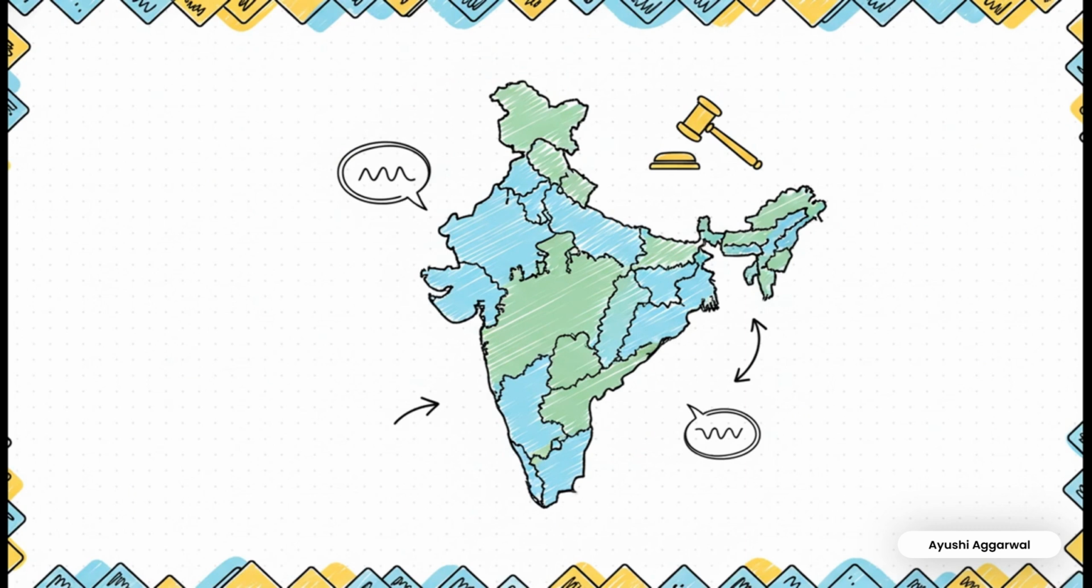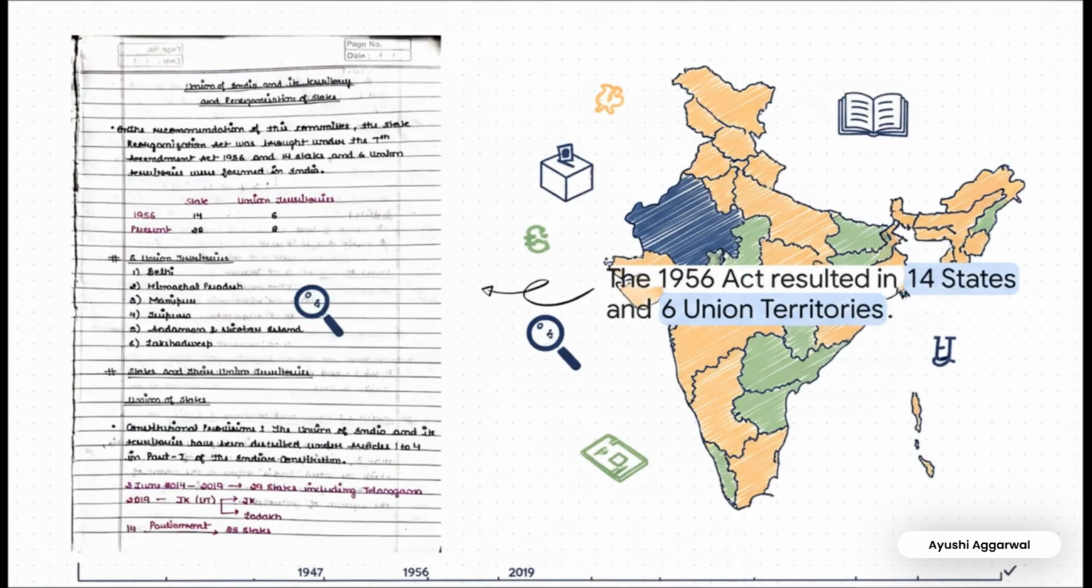And 6 union territories. Now, these numbers are a classic exam question, so make sure you lock them in your memory. In 1956, the map of India was redrawn into 14 states and 6 union territories. And as you can clearly see in these source notes again, the final result of the 1956 reorganization was exactly that, 14 states and 6 union territories. This act truly laid the foundation for the political map of modern India.